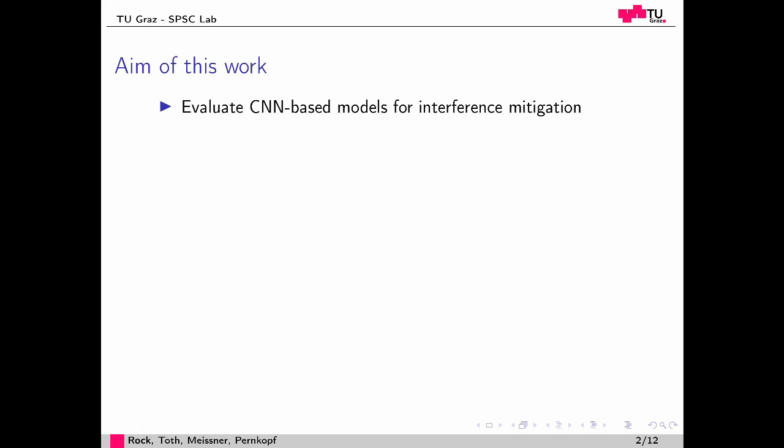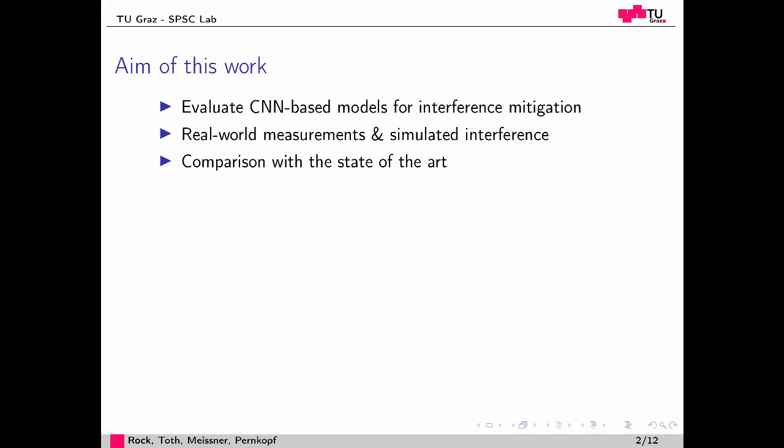In this work, we evaluate CNN-based models for interference mitigation. To do so, we use real-world measurements and mix them with simulated interference. We give a comparison with the state of the art. But we are not only interested in the model performance, but we are also interested in certain hardware constraints, such as the model size, because in practice this also matters.